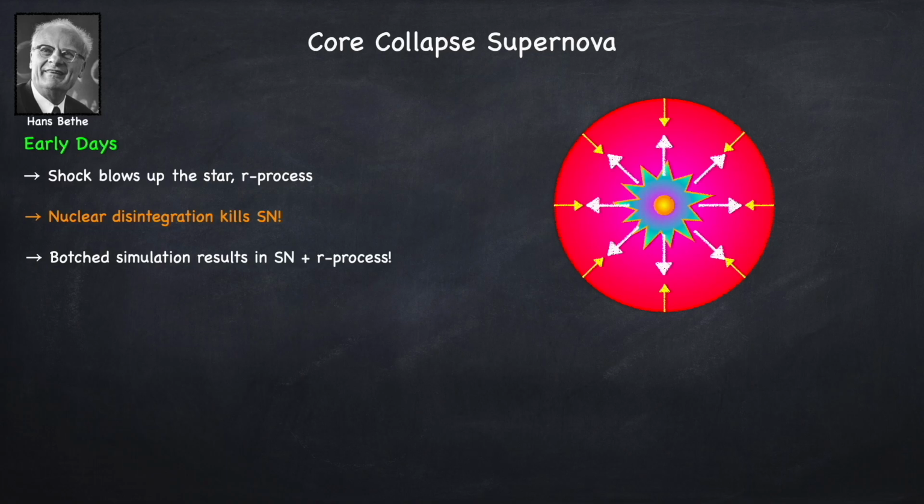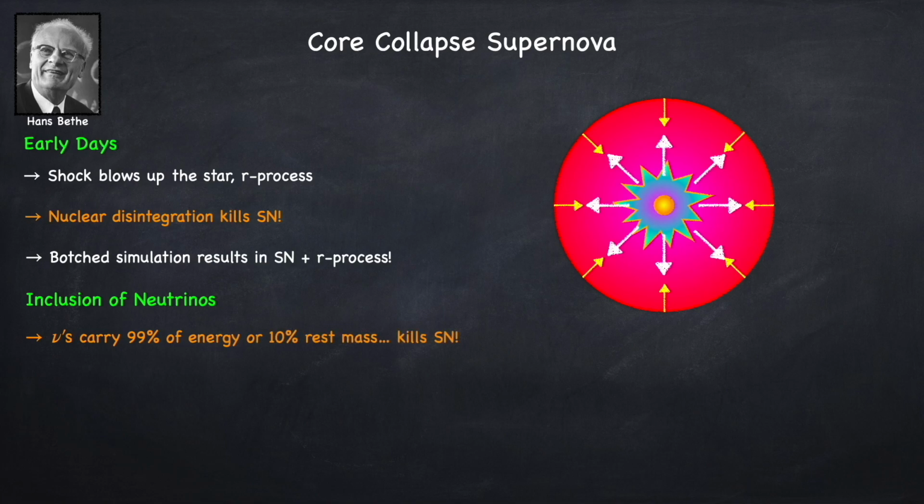Well, not so fast. At that time, neutrinos were not included in supernovae calculations. When people started including them, they found that neutrinos carried away 99% of all of the energy in the supernova, which works out to about 10% of the rest mass of the star. So this immediately killed the supernova because while you had enough energy to blow it up, all of it went into neutrinos, which basically just left the star. So there was nothing left over to blow up the star.